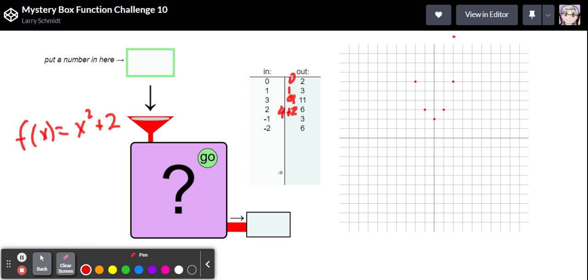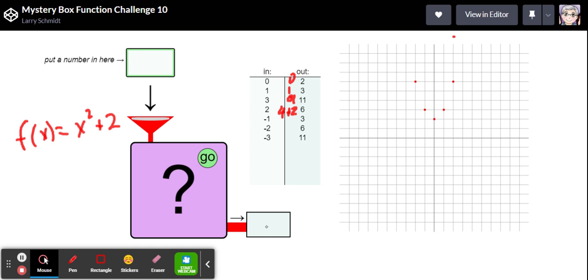And let's think of one more number. Well, if we put in a -3, for example, what should we expect to get? Well, -3 squared is 9, a positive 9, and you add 2 to that, you would get 11. So let's try that. And there's positive 11. So I'm pretty sure this is it.